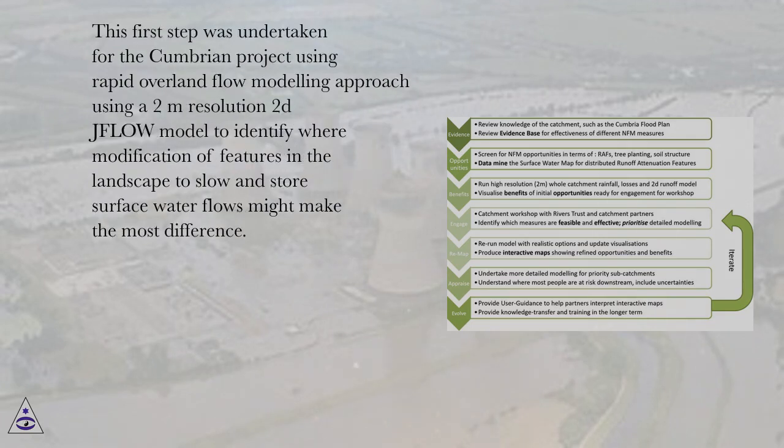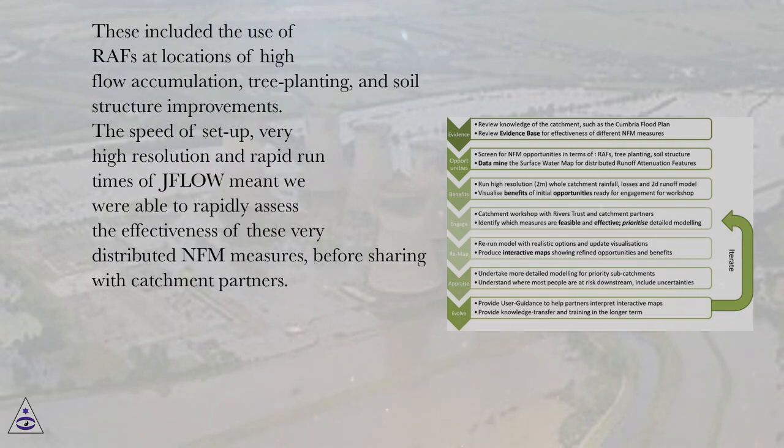This first step was undertaken for the Cumbrian project using a rapid overland flow modeling approach using a 2 meter resolution 2D flow model to identify where modification of features in the landscape to slow and store surface water flows might make the most difference. These included the use of RAFs at locations of high flow accumulation, tree planting, and soil structure improvements. The speed of setup, very high resolution and rapid runtimes of JFLOW meant we were able to rapidly assess the effectiveness of these very distributed NFM measures, before sharing with catchment partners.